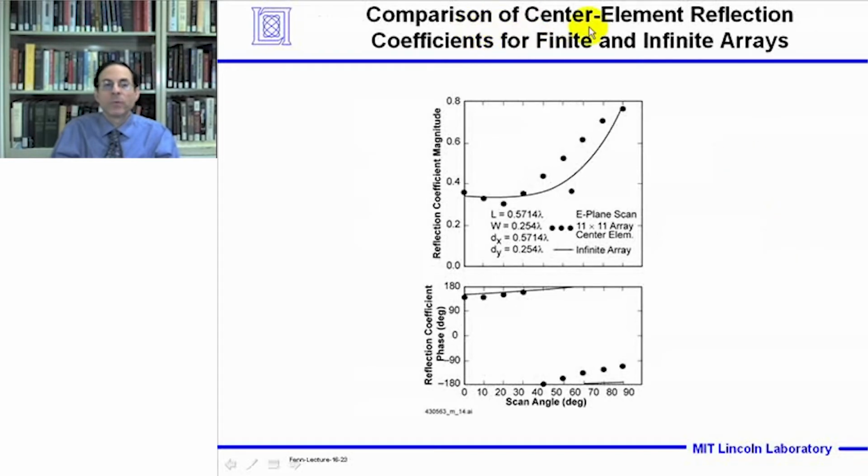This slide shows a comparison of the center element reflection coefficients for finite and infinite arrays of rectangular waveguides. The solid curve is for an infinite array, and the solid dots are for the center element of an 11 by 11 array. And we see that there's good agreement between the method of moments and the infinite array calculations. These infinite array calculations were using a program called RWED, R-W-E-D, developed at MIT Lincoln Laboratory. And so we see there's good agreement between the finite array theory and the infinite array theory in terms of the reflection coefficient magnitude and phase.